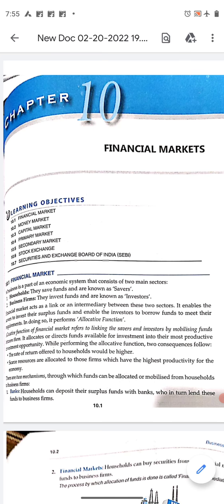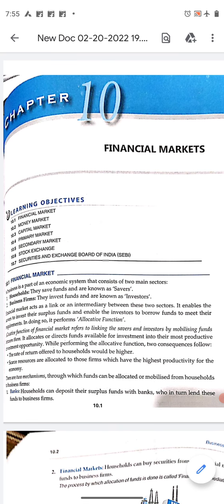Our business is part of an economic system that consists of two main sectors. In the economic system, money circulates through households and through business firms. Households save funds and are known as savers, and business firms invest funds and are known as investors. Financial market acts as a link or an intermediary between these two sectors.